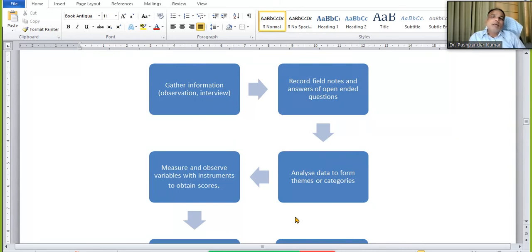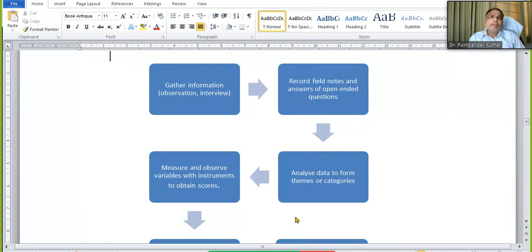Sometimes you don't go and collect data in terms of interviews or questionnaires, you just go and observe. And sometimes you become a part of that community to understand more about that particular community or society. You take interviews, observe, then record, maintaining a record, field notes, a diary, or open-ended questions. Open-ended means qualitative information you write down about that particular community, society, or individual. Then analyze the information you have written, in different themes and categories. Measure the observed variable with the instrument to obtain scores.